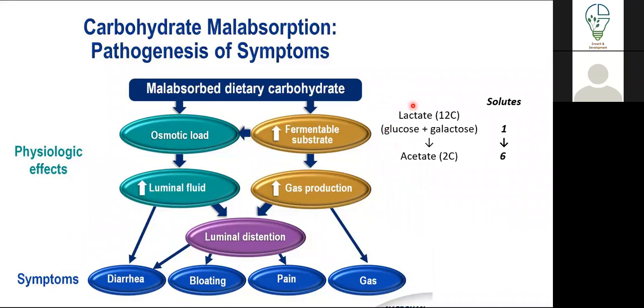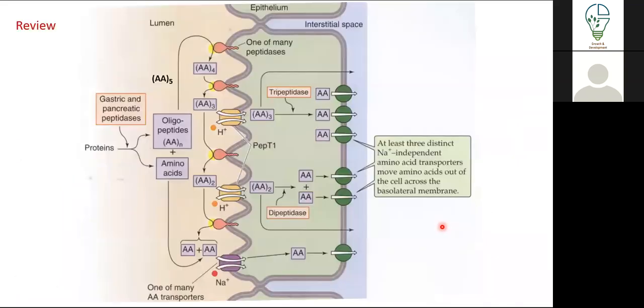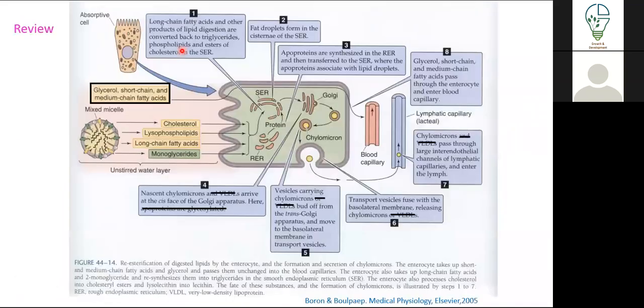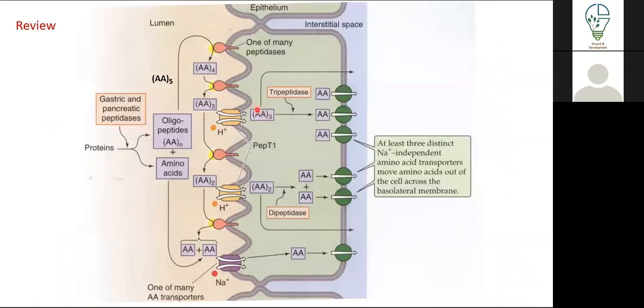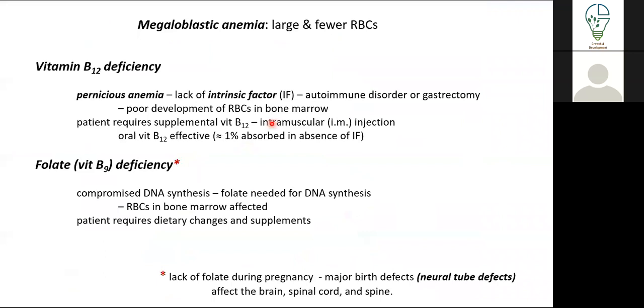Here, he's just telling you why breaking down of lactose will make it worse, because lactose alone is like 1 osmotic power, and once you break it down, it becomes 6 osmotic power, so it becomes osmotic diarrhea. And these are the main symptoms of osmotic diarrhea: bloating, pain, gas. And these two are very nice review slides. This is for the fat, and this is for the amino acids. And yeah, I think that's all.